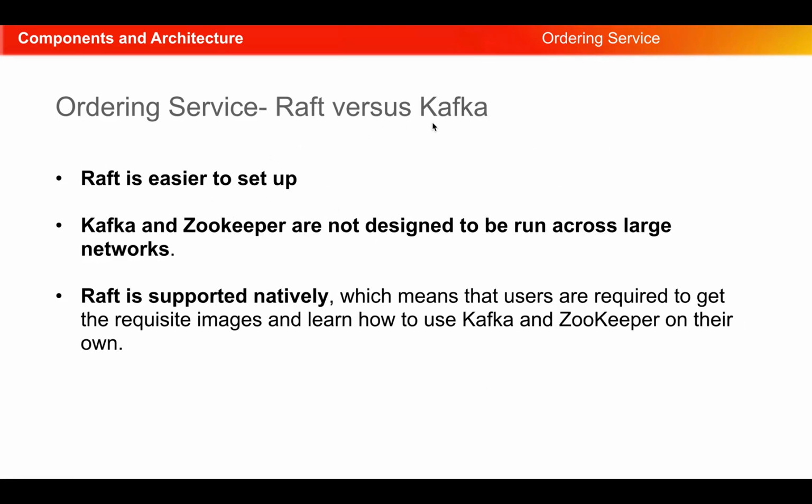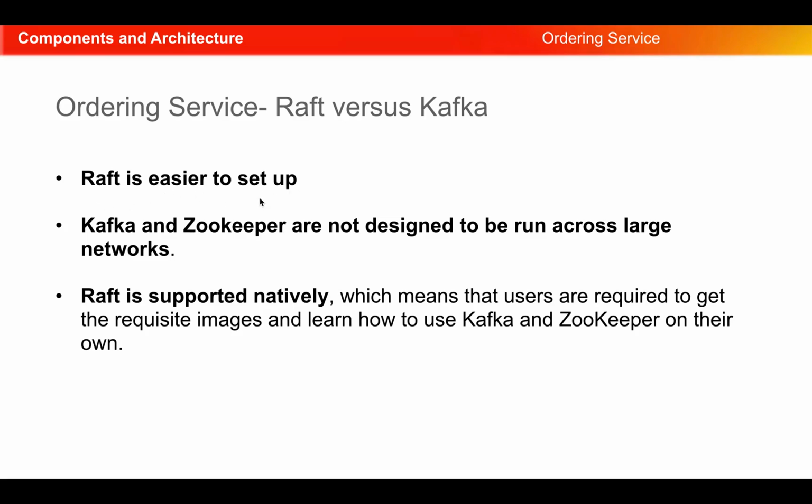Now, as we have mentioned before, we have Solo, Kafka and Raft. Solo is mainly for testing purposes, where you have only one orderer node. The main competition comes between Raft and Kafka for the production level network. Now let us see which one is better or which one is more supported in Hyperledger Fabric.